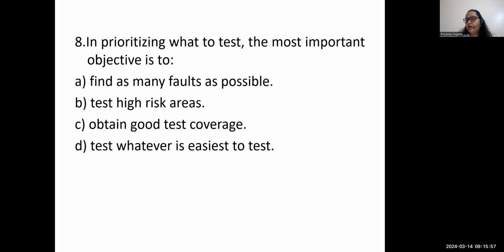Are you getting my point? So for this question, option C is wrong. The correct answer is option B: test high risk areas of the software application first. Are you getting my point? So in prioritizing, the important objective for testing is to test high risk areas of the software first.